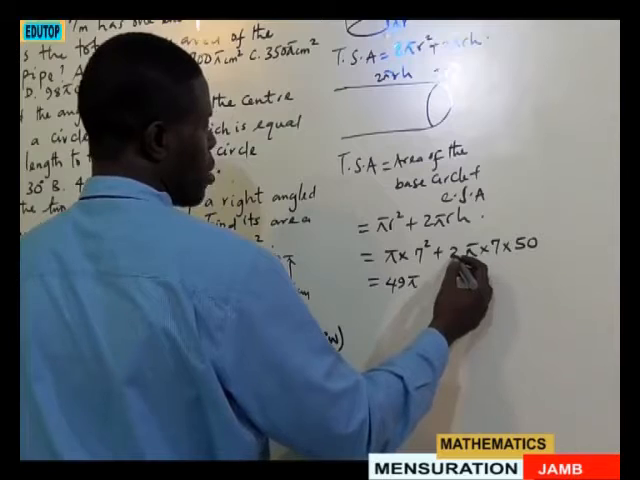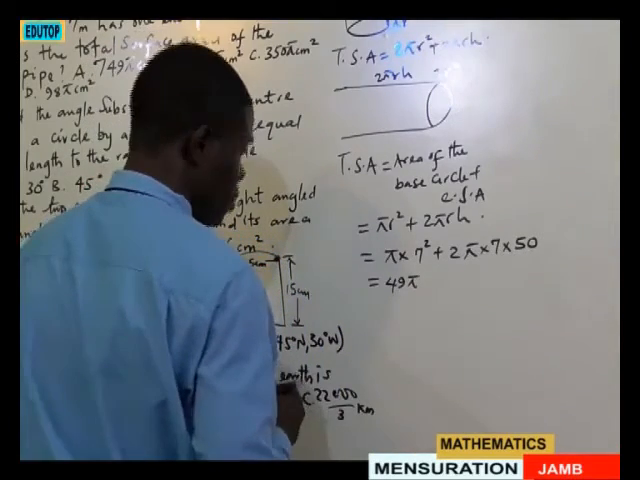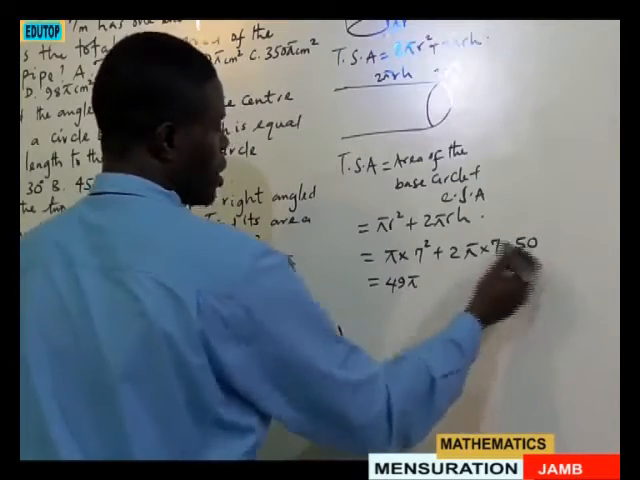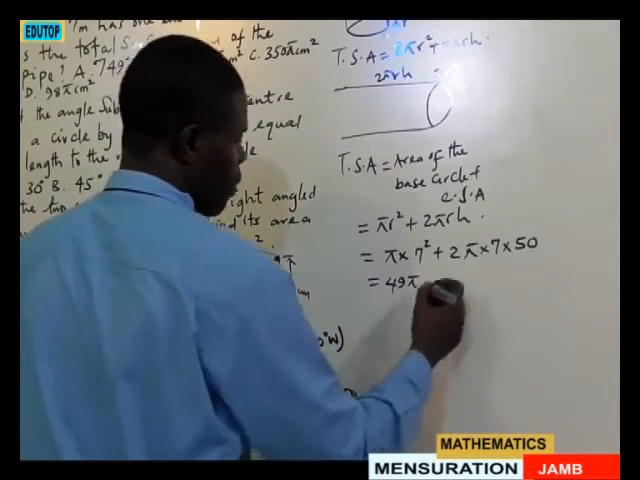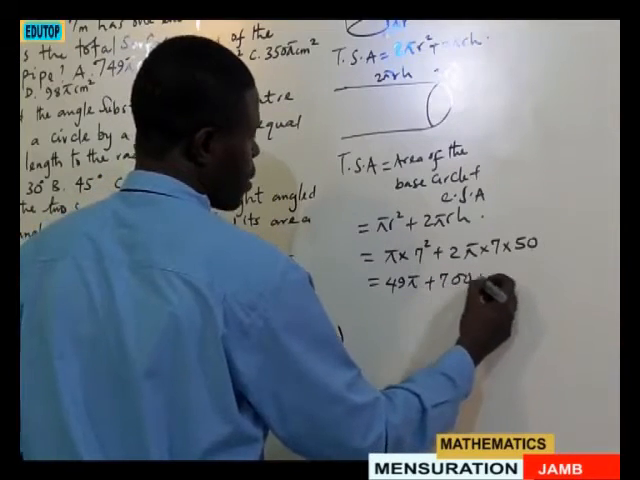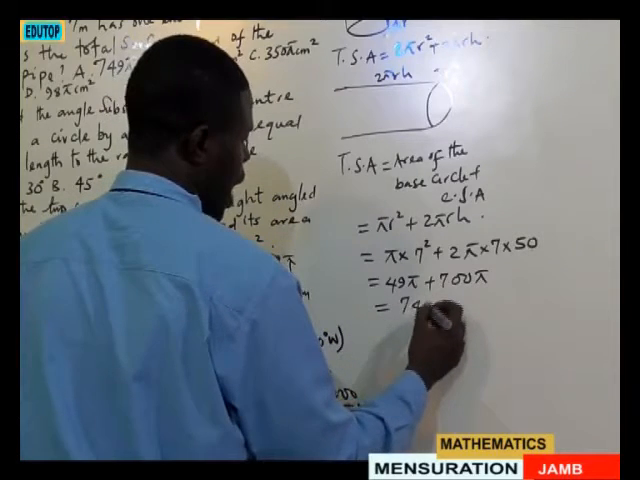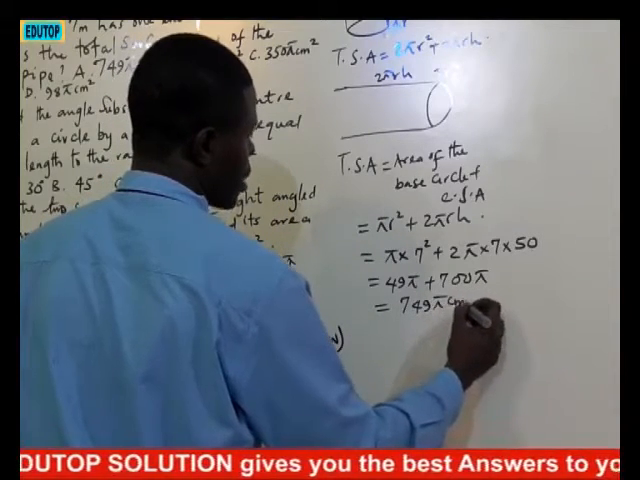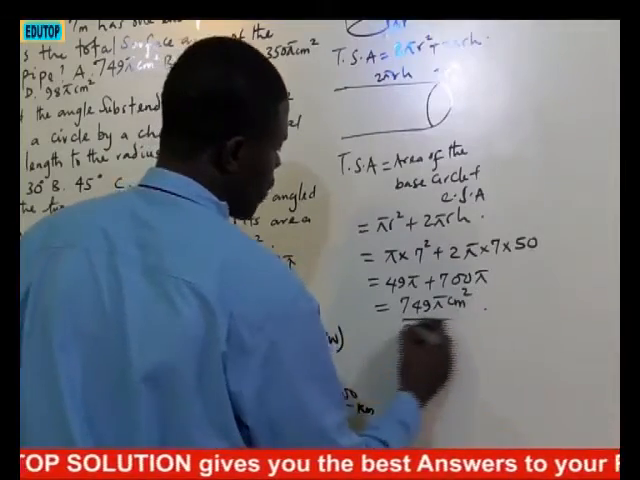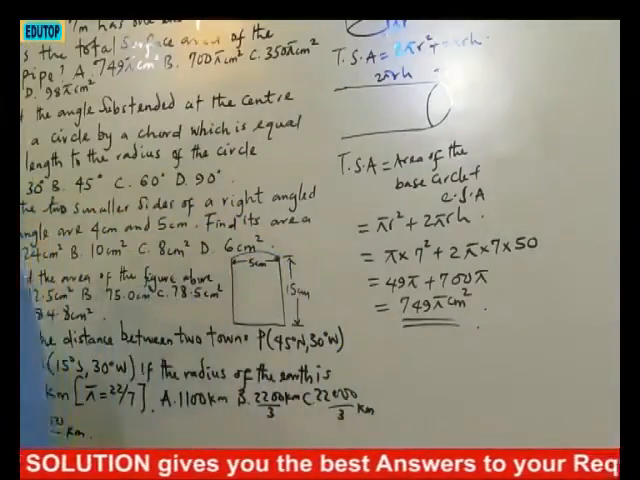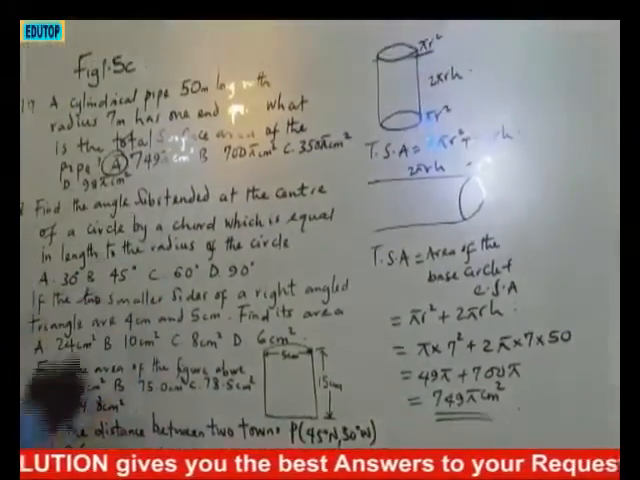And this one will be 2 times 50, that's 100. 100 times 7, that's 700 pi. 49 pi plus 700 pi will be 749 pi centimeter squared. So that will definitely be our answer. So that is option A.